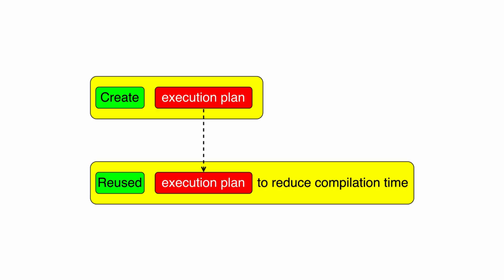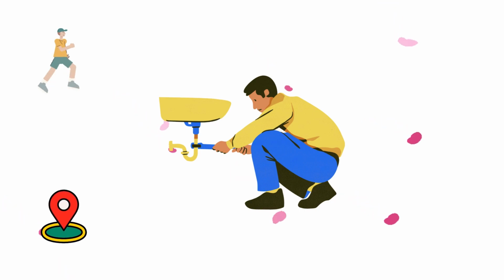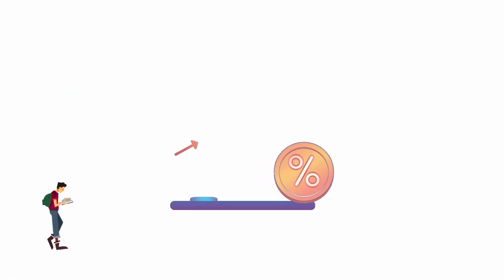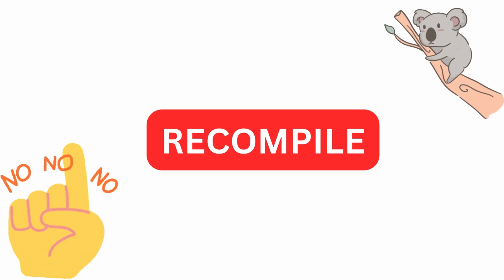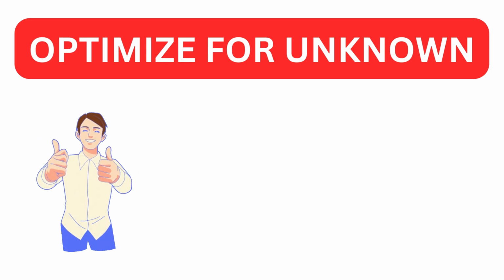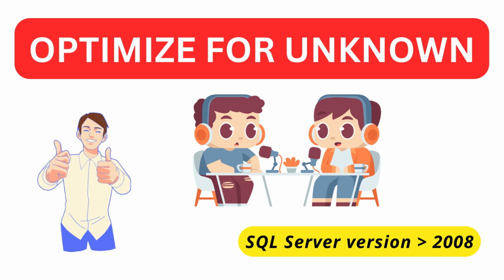Unfortunately, the execution plan generated from the first parameter value may not be suitable for different parameter values, leading to performance issues. There are various ways to address this, but I often see people using the recompile hint. However, the recompile hint is not the most effective solution. I recommend using the optimize for unknown optimizer hint if you are an amateur database user and your database version is newer than SQL Server 2008.